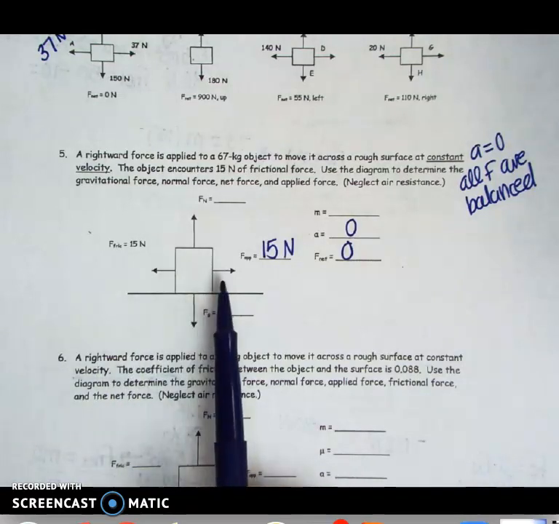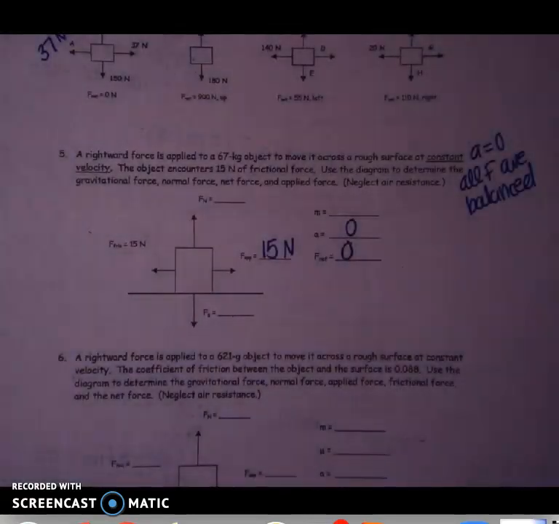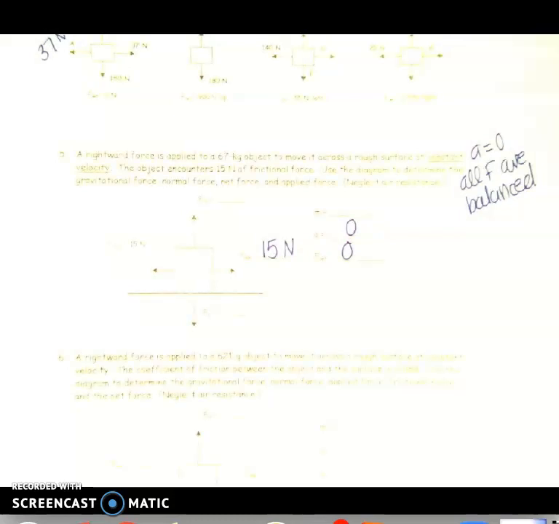One key thing I want to point out here is that even though everything's balanced, we treat what's happening left to right separate from what's happening up and down. So even though these two are 15, that doesn't necessarily mean that our forces going up and down are going to be 15 as well.